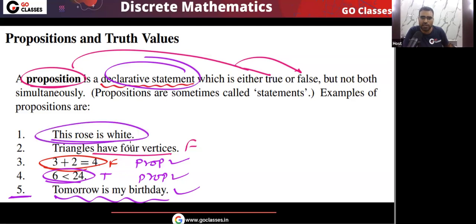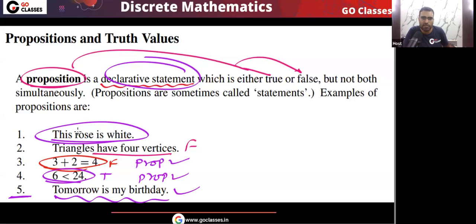Similarly, this rose is white. This is also a proposition. If you fix a day, you fix a place, you fix a rose, basically you fix the context, then you can see this is a declarative statement. It is declaring a fact.